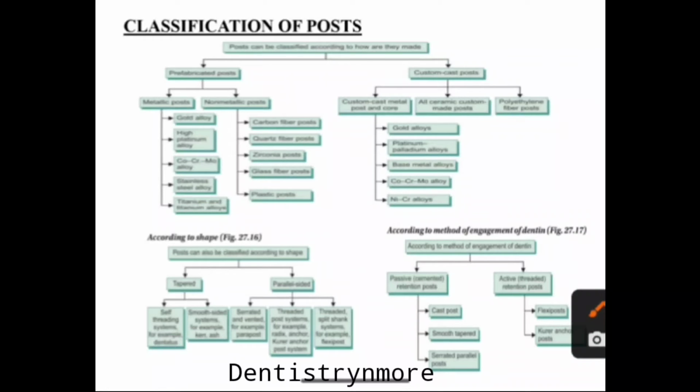This post can be classified according to how they are made. It is classified into prefabricated post and custom cast post. In case of prefabricated post, it includes metallic post and non-metallic post. In case of metallic, there is gold alloy, high platinum alloy, and in non-metallic, there is carbon fiber, quartz fiber, somewhat like that. And in case of custom cast post, it includes custom cast metal post and core, all ceramic, and polyethylene fiber post. In case of custom cast metal, there is gold alloy, platinum palladium alloy, like that. So this is according to how they are made.